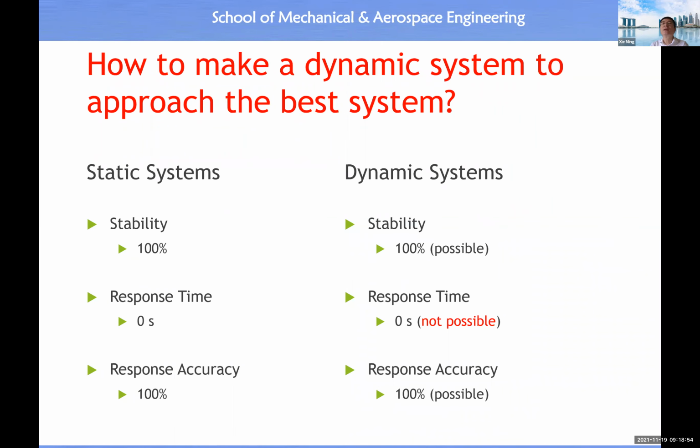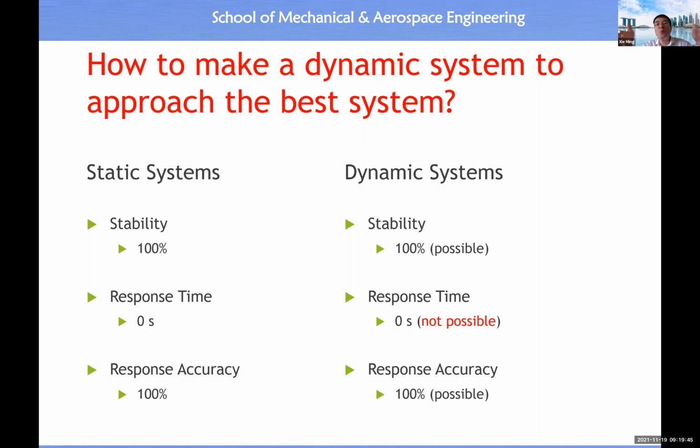Based on these three key indicators about the system's response, we can do a comparison between the static system and the dynamic system. From this comparison, you will know why we name the static system as the best system in the world. Look at the score obtained by the static system with respect to these three key indicators of response. In terms of stability, the static system is 100%. In terms of response time, normally it is zero. In terms of accuracy, 100%.